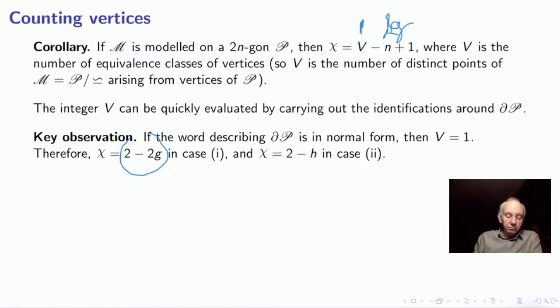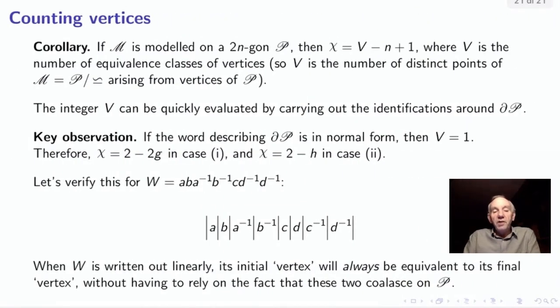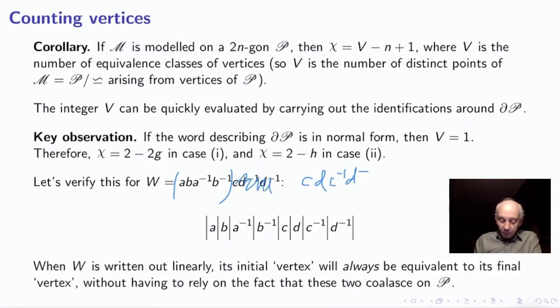But I haven't justified this key observation, and I'll show you with an example why it's true. So here's an example of a normal form for an oriented surface. It consists of two of these combinations, AB, A inverse, B inverse, another typo here, it should be CD, C inverse, D inverse. That's what I meant to write there.